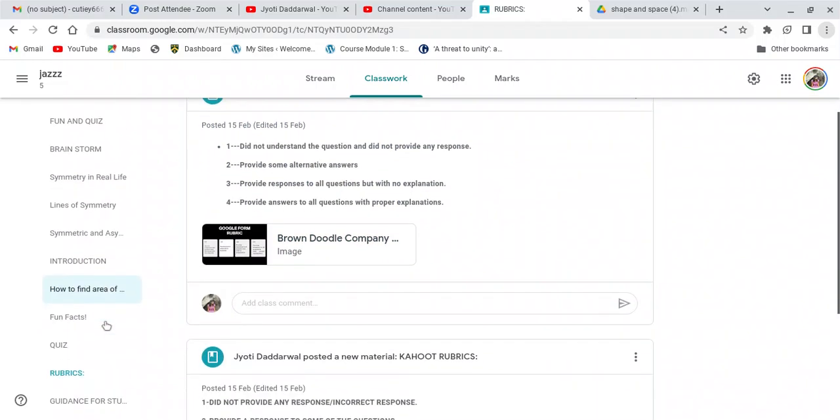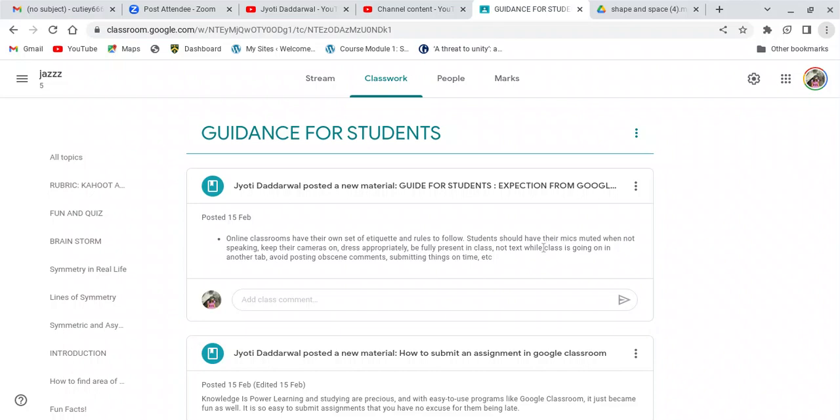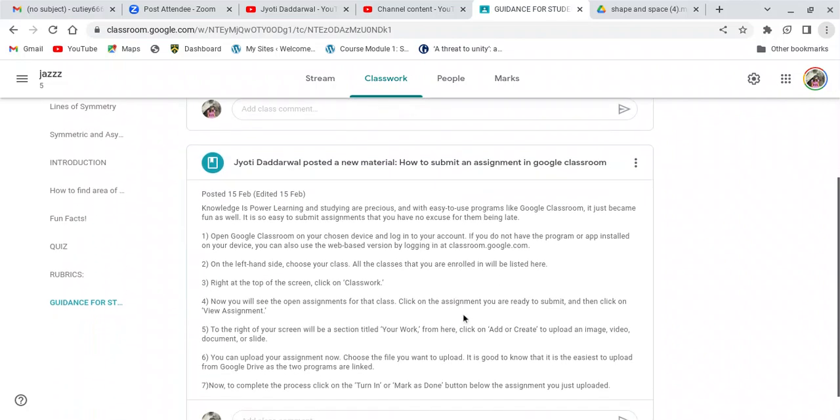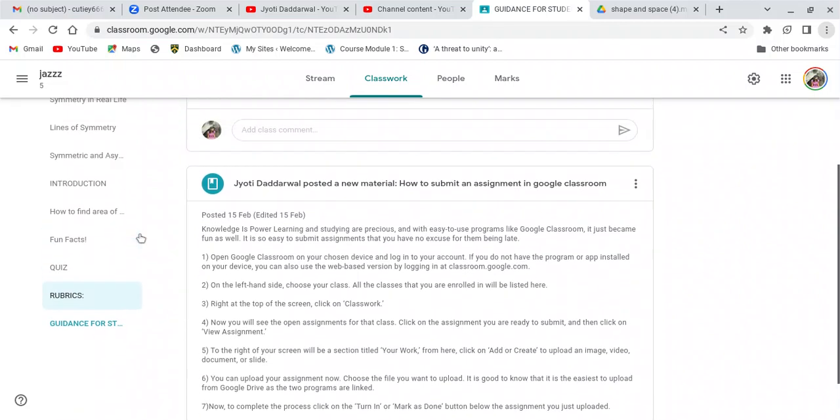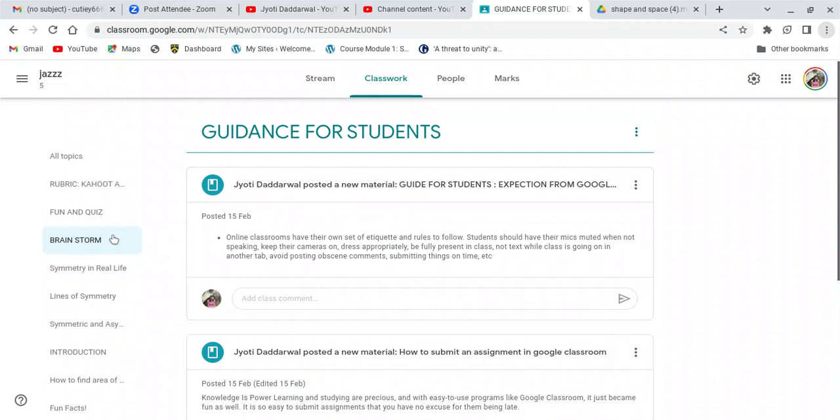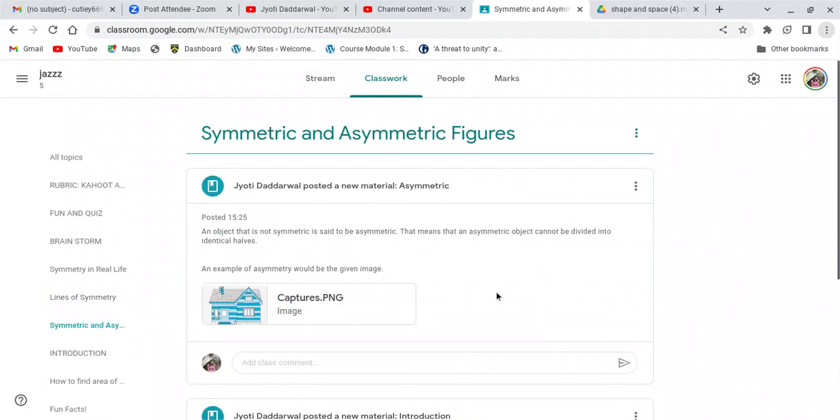Then I put the rubrics, and of course this is my first Google Classroom, so I also post the guidance for students so that they know how to open this Google Classroom and how to use it. After that, this is my second portfolio, symmetric and asymmetric figures.